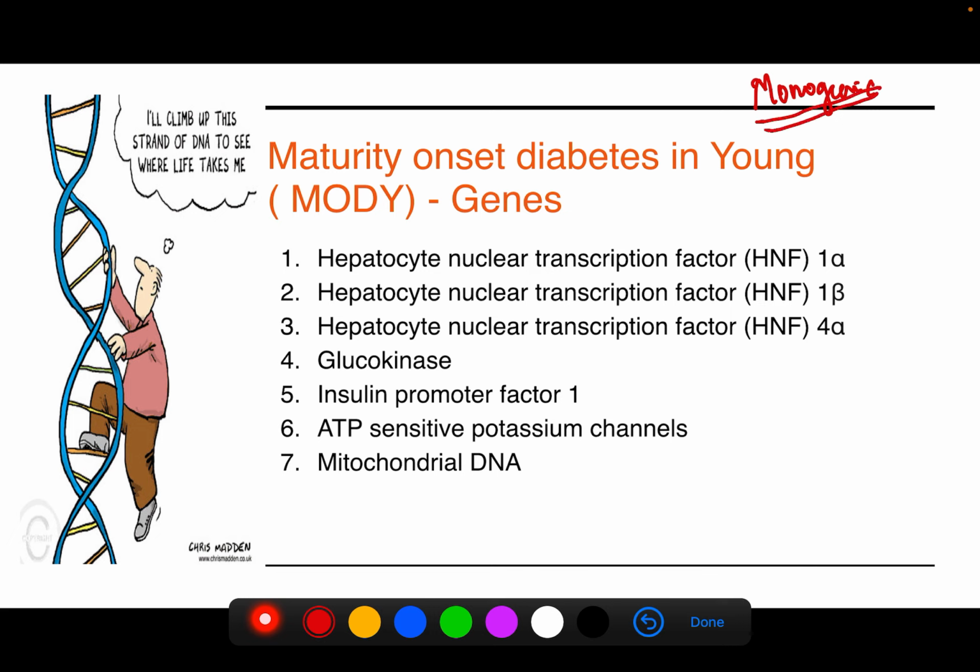And what are the common genes? This is not very important. You can just keep hepatocyte nuclear transcription factor 1 alpha, hepatocyte nuclear transcription factor 1 beta, 4 alpha, genes encoding glucokinase, insulin promoter factor, ATP-sensitive potassium channels, and mitochondrial DNA. There are around 14 types of MODY.